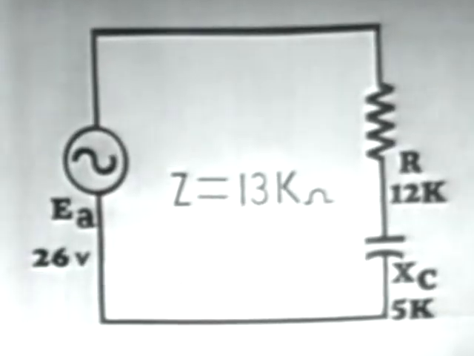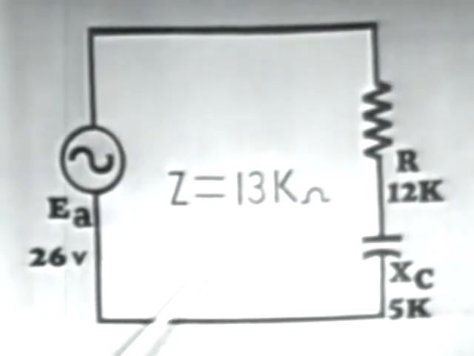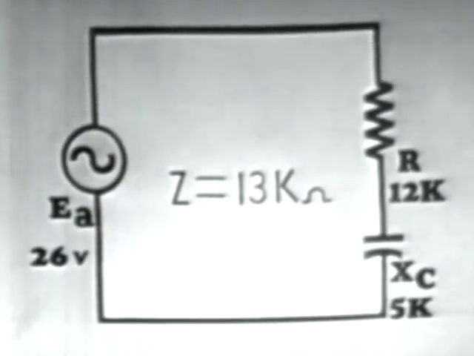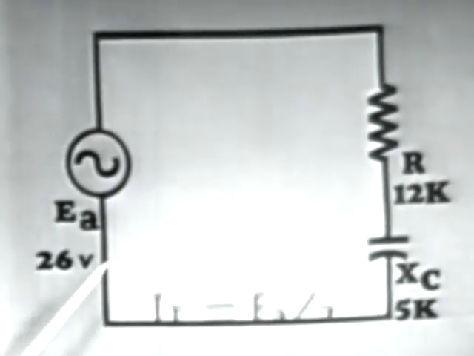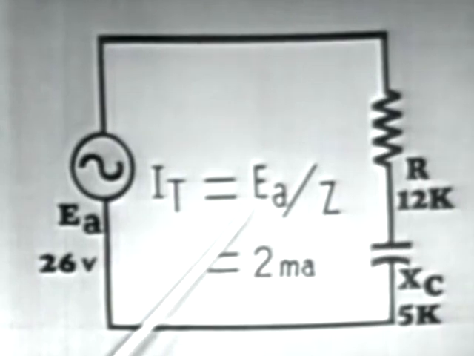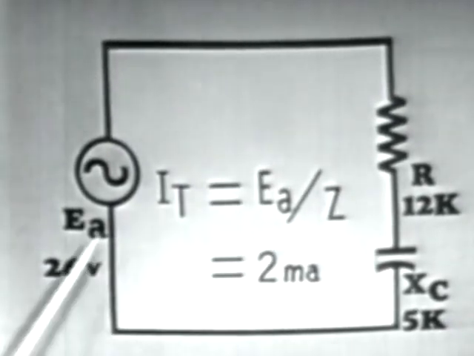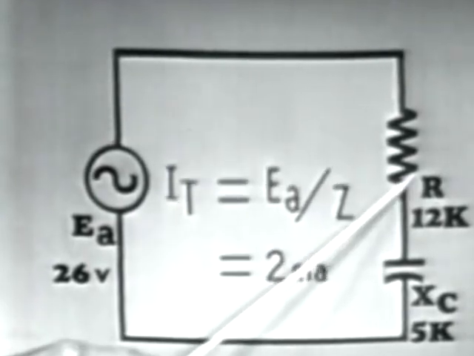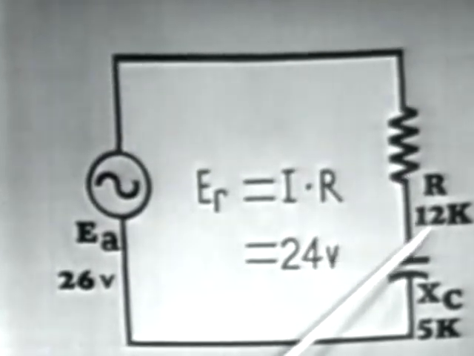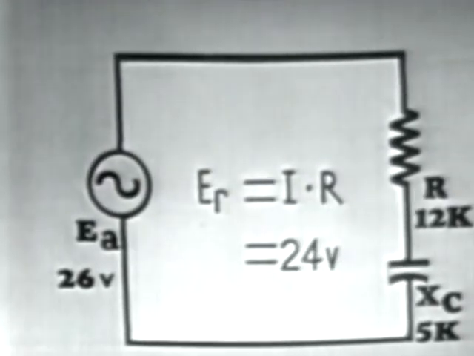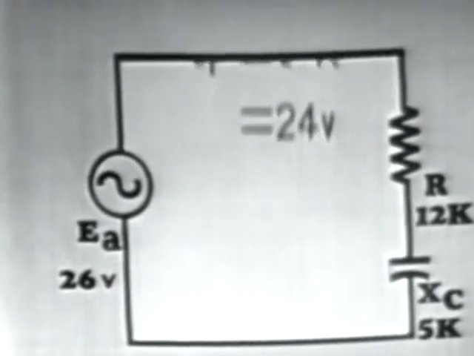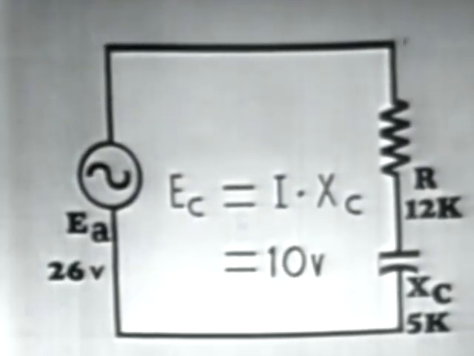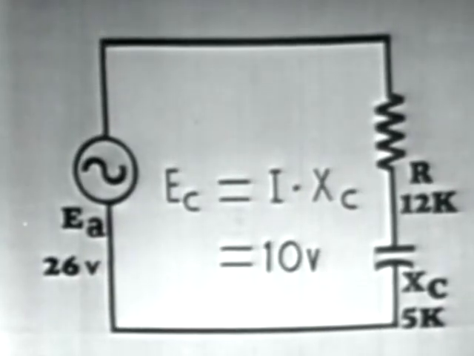All right, using this information, we have determined Z to be equal to 13 k ohms graphically. This is the total opposition of our circuit. We can determine the current flow in our circuit simply by dividing this impedance into the voltage. 13 k ohms divided into 26 volts would give us a current of 2 milliamperes flowing in our circuit. This 2 milliamperes flowing through a resistance of 12 k ohms would drop 24 volts across this resistor. The same 2 milliamperes flowing through our capacitor, having a capacitive reactance of 5 k ohms, would drop 10 volts, or 2 milliamperes times 5 k ohms equals 10 volts.